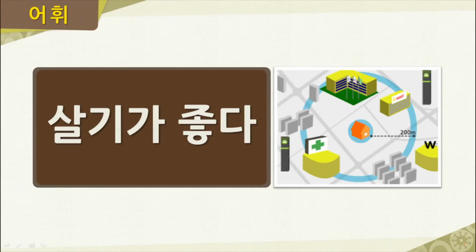Now our next word here is 살기가 좋다. Please read along and repeat after me. 살기가 좋다. Now here in this picture you can see that there's a house, and near the house you can see a bank, a subway station, hospital, and mart. So we can describe this by saying that it is a nice place to live, or using the phrase 살기가 좋다. Now let's say this together one more time. 살기가 좋다.